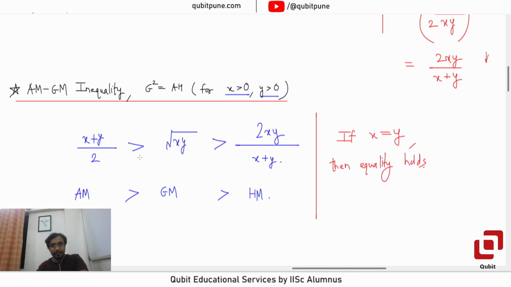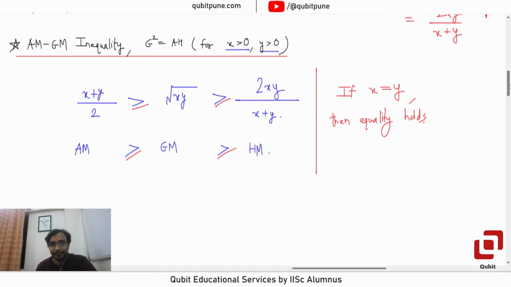That is, the arithmetic mean becomes equal to the geometric mean, which becomes equal to the harmonic mean, when x and y are equal. Is that clear? That's simple. Okay. One more thing.